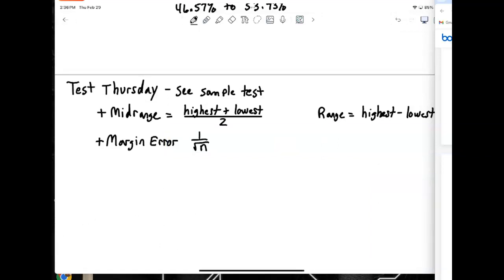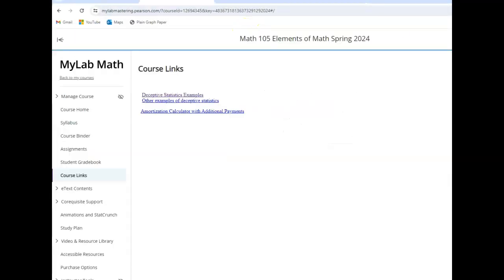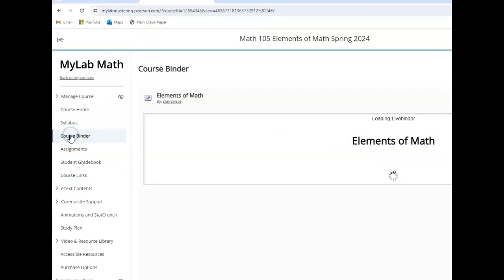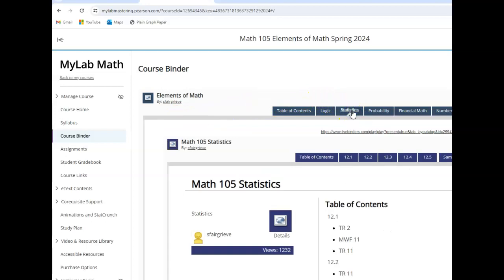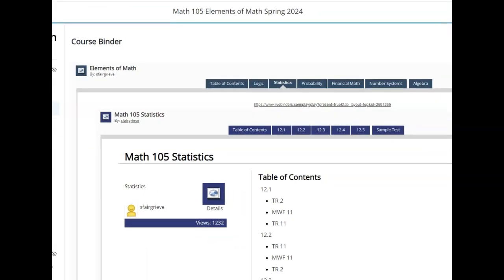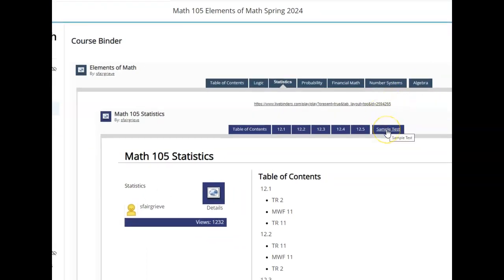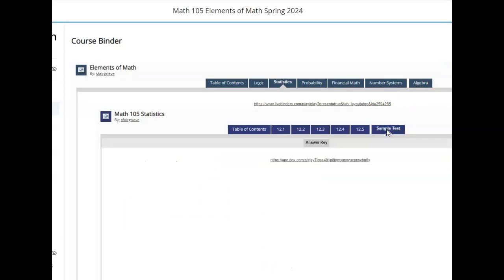So remember, you can find the sample tests by hopping into our course, clicking on the course binder. We are currently in the statistics unit. And I'll just move my window over here so you can see it. Right there, once you click on the statistics unit, there is a sample test.